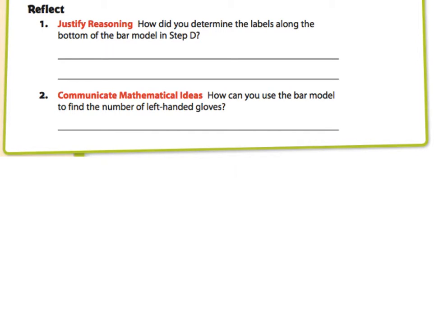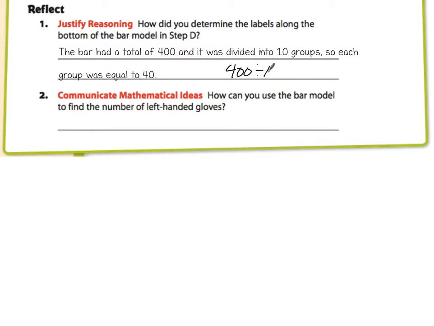So how did we determine the labels along the bottom bar for Model D? Like I mentioned before, the bar had a total of 400 and it was divided into 10 groups. So when I did 400 divided by 10, that told me that each box had to be equal to 40.